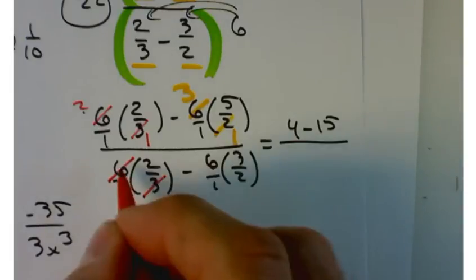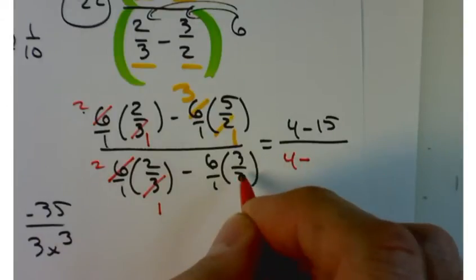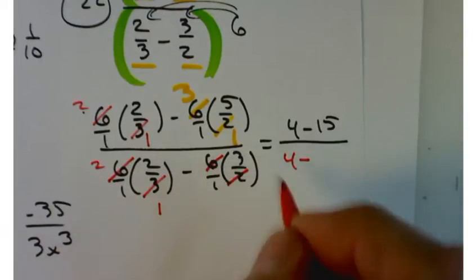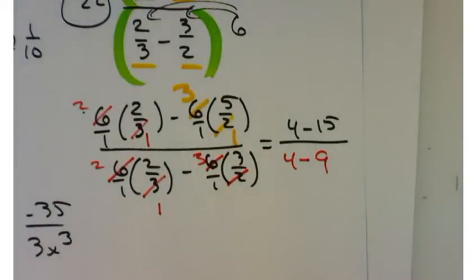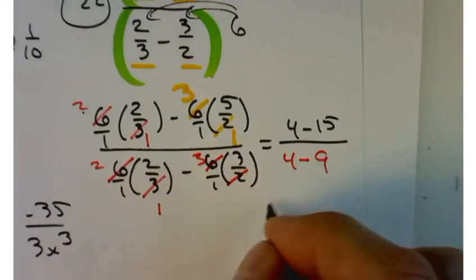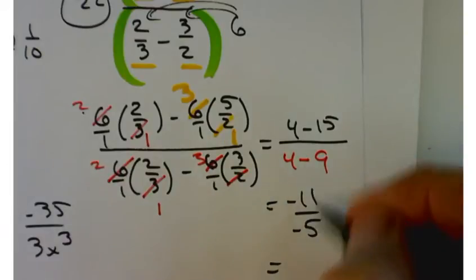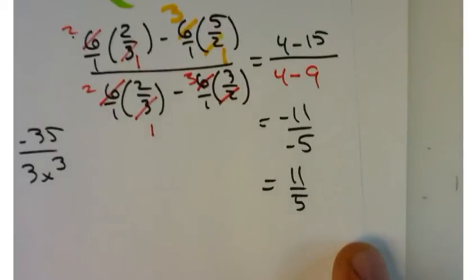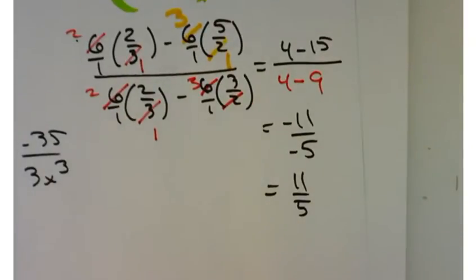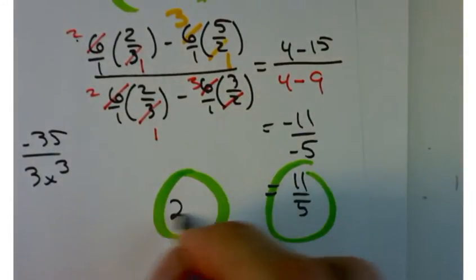3 cancels into 3 once, and into 6 twice. So again, I get a 4. This time, it's going to be 4 minus 9. In the numerator, I get negative 11. In the denominator, I get negative 5. The negatives cancel each other out. And 11/5 is in lowest terms, so that's fine as a final answer. If you wanted to write 2 1/5, that would work as well.